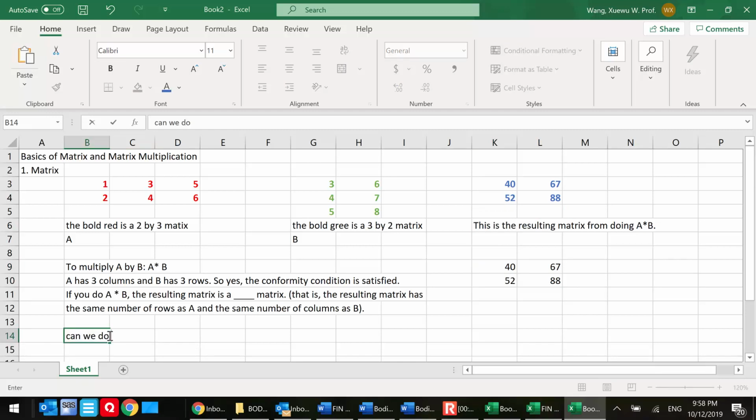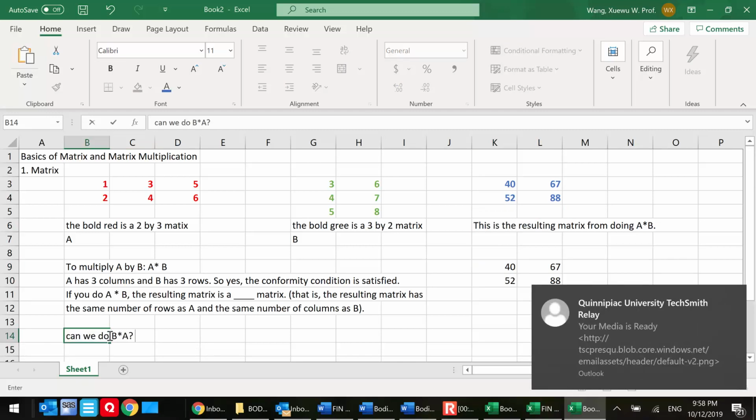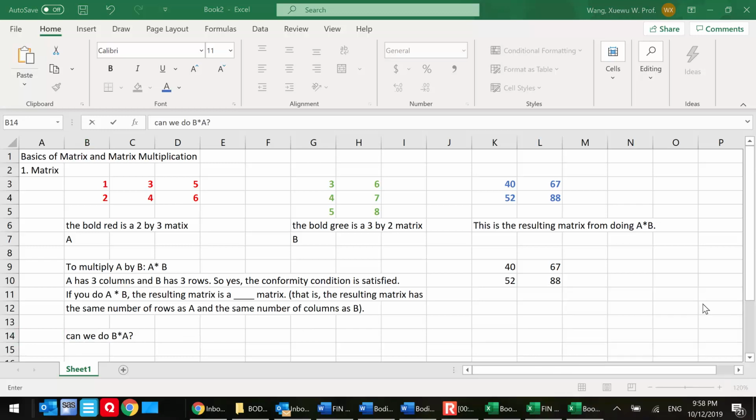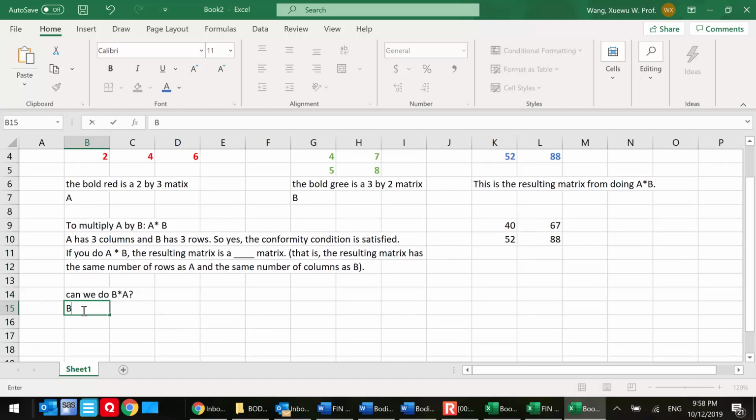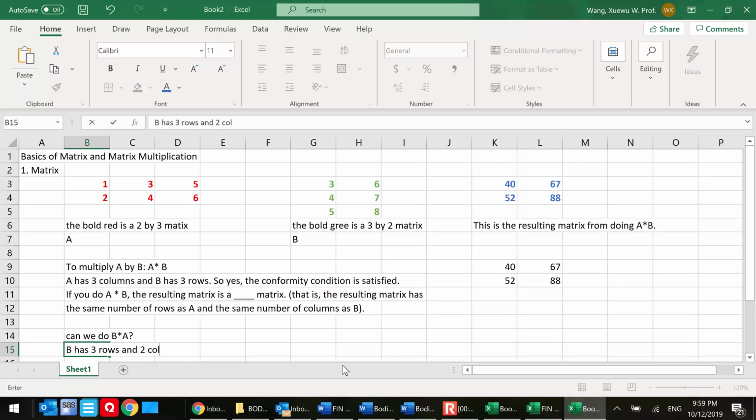All right, good question. Can we do B times A? Can we put B on the left and A on the right? Let's see what we can do. First of all, we check the dimension. B is a 3 by 2, A is a 2 by 3. So B has 3 rows and 2 columns. A has 2 rows and 3 columns.